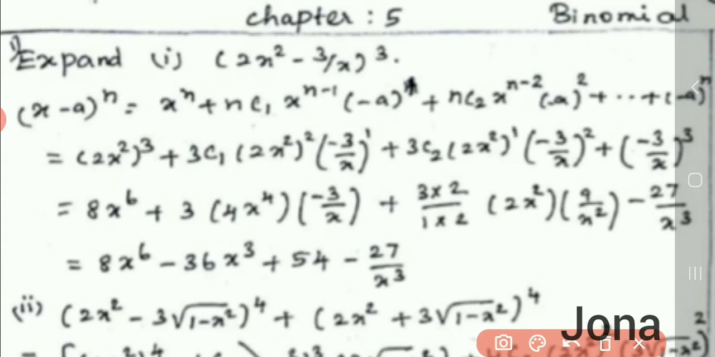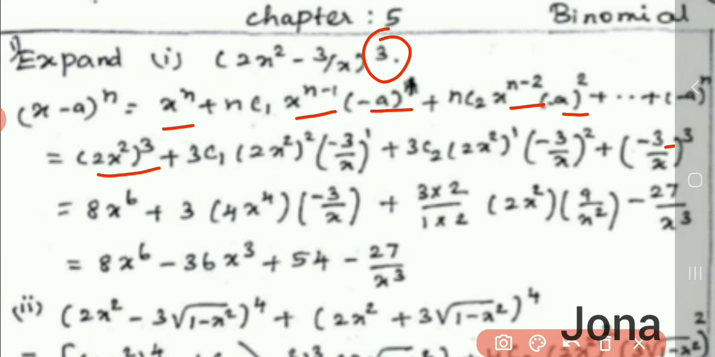We want to know one more thing here. Till the power 3 it's given, so we have to keep till the power 3 here. The power of x will decrease and the power of a will increase. The power of x is in decreasing order, the power of a is in ascending order, that is minus a, a² and so on, up to minus aⁿ.